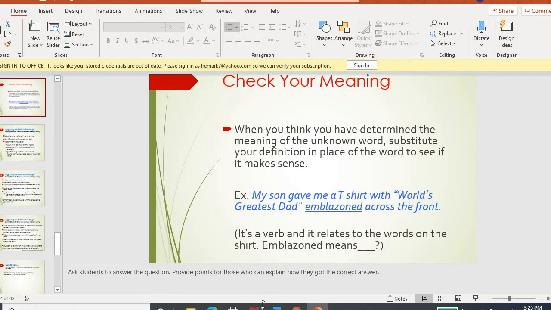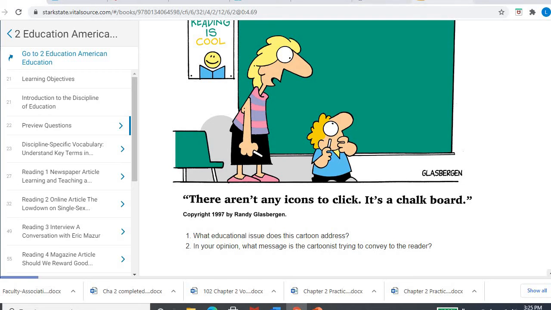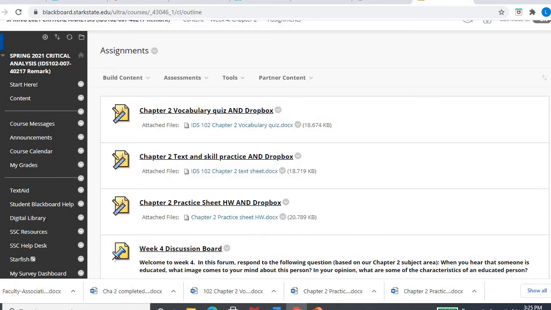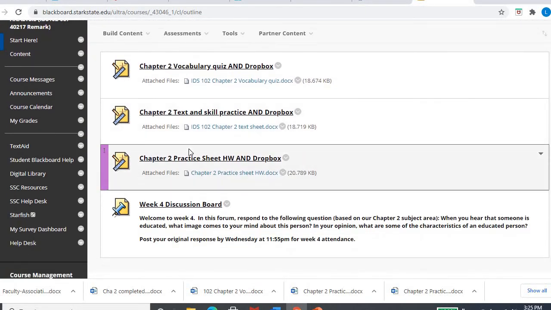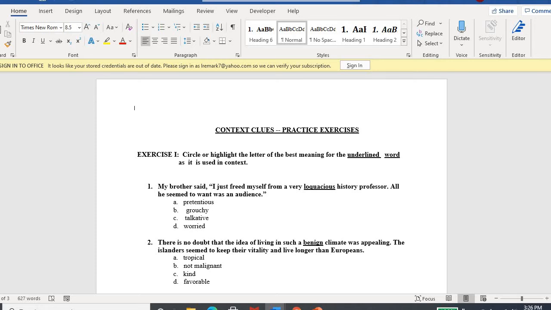Okay, now directly tied to what we just got done talking about, in your Blackboard course, under assignments for this week, you'll see that there is a Chapter 2 practice sheet homework and Dropbox. So here it is, practice sheet homework. So you're going to download that. It's going to open up and look like this.